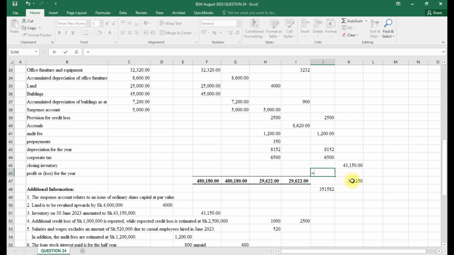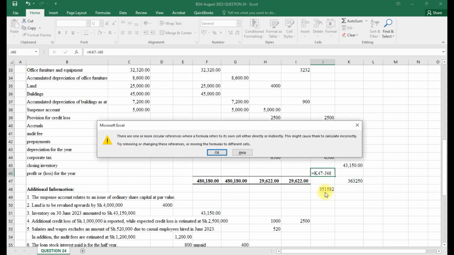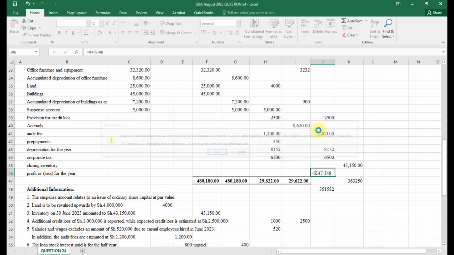This value, and I minus this value, it will not agree to that. Okay, but I have shown you how. So that means that here is supposed to have the same value, 363,250, that way.